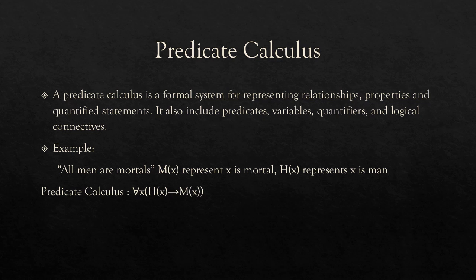All men are mortal. Here M of x represents x is mortal and H of x represents x is a man. So we can write the predicate calculus for all men are mortal as: for every x, H of x implies M of x. Here for every x, H of x represents all men and M of x represents is mortal. And this is how a predicate calculus statement can be written using the given statement or given predicates.